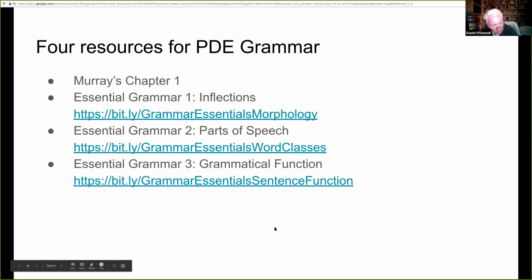We've had 4 resources: Murray's chapter 1, and the essential grammars 1, 2, and 3. We've been focusing primarily in most of the sections, although the other 2 sections did a bit more, it sounds like, on inflections than I did, on essential grammar 2 and 3. And we'll keep coming back to that as we move on for the semester.